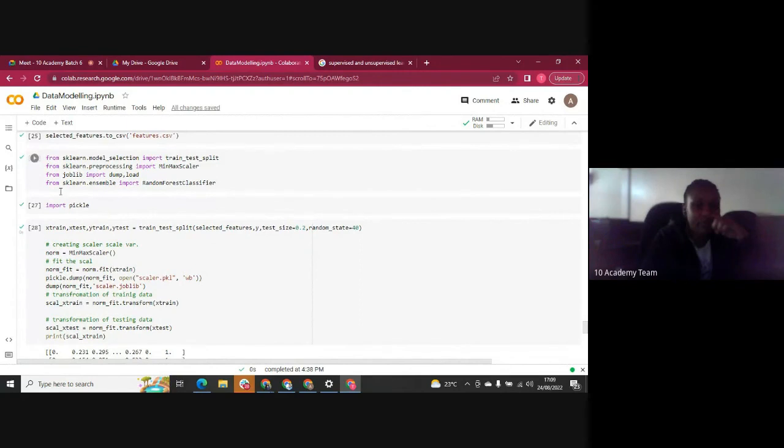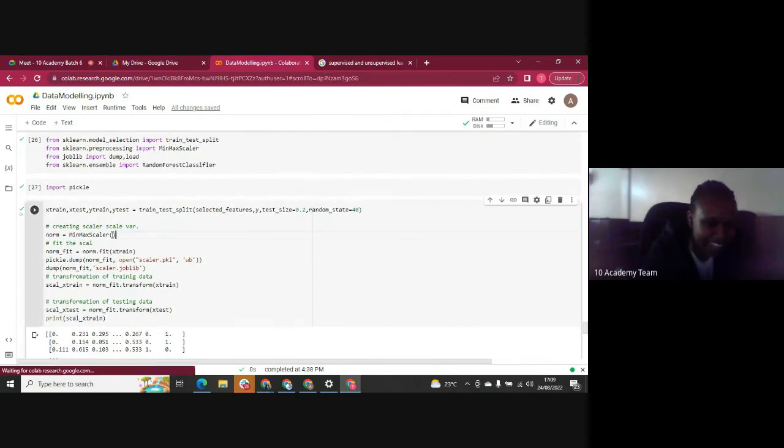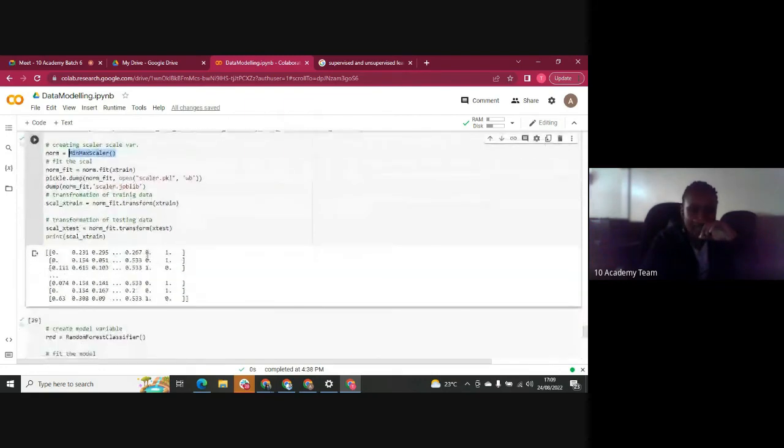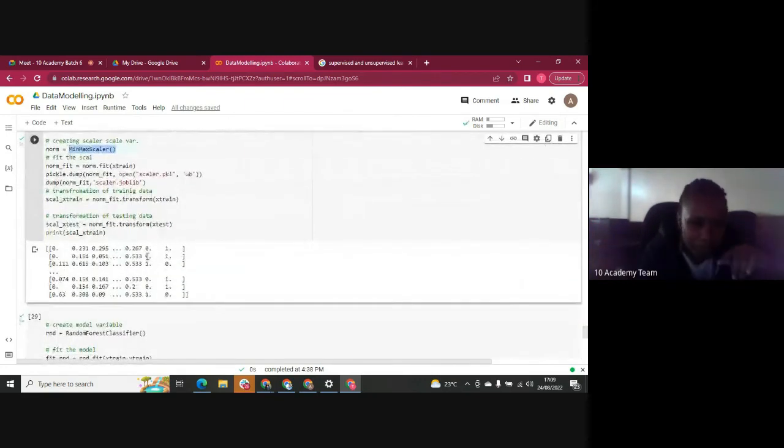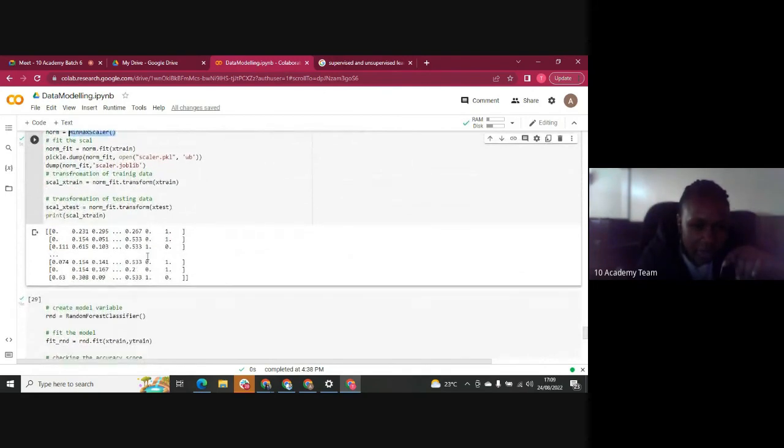So when we split our data into the train and test, then we go directly into training our model. Again, I've noticed my code is all over. I'm also using another scaling, standardization. This is normalization, the MinMaxScaler. We've already talked about this, and I don't want to go over it again. I wanted to go straight into the model training.